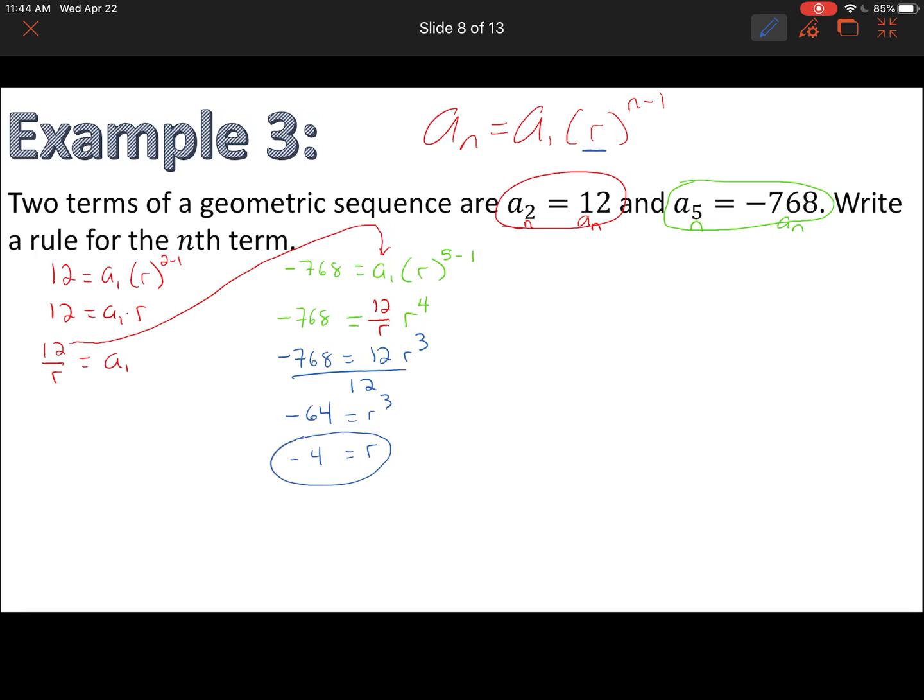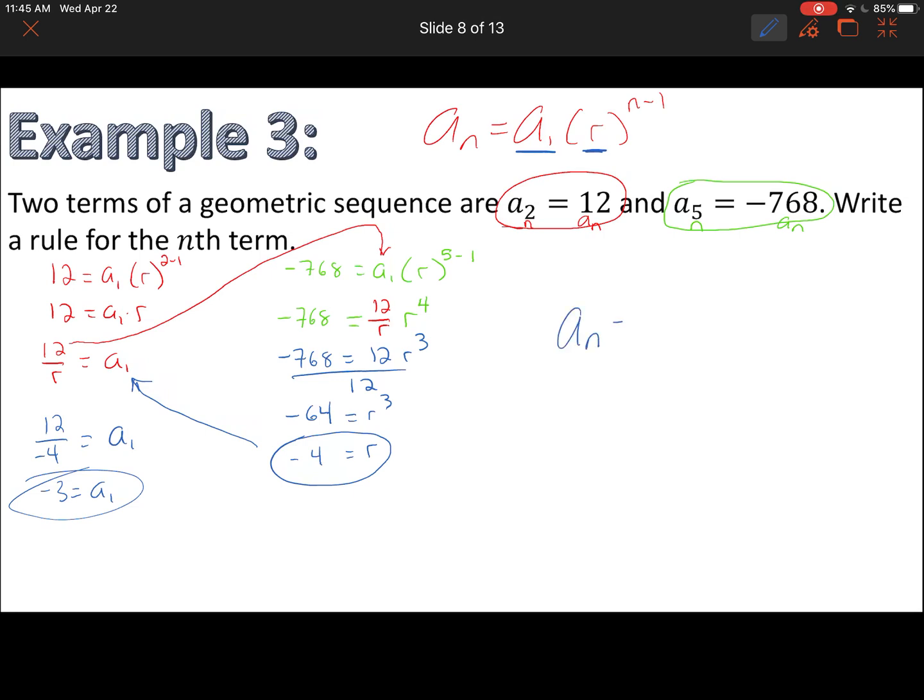So in my equation up here, I have the r value. I still need the a sub 1. Now we did get a sub 1 alone over here, so I should be able to just solve for it now. I'm going to take this negative 4 and plug it in for r. a sub 1 equals 12 over negative 4. That means that negative 3 is my a sub 1. So now I have both parts of my formula, and all they wanted me to do was write the rule.